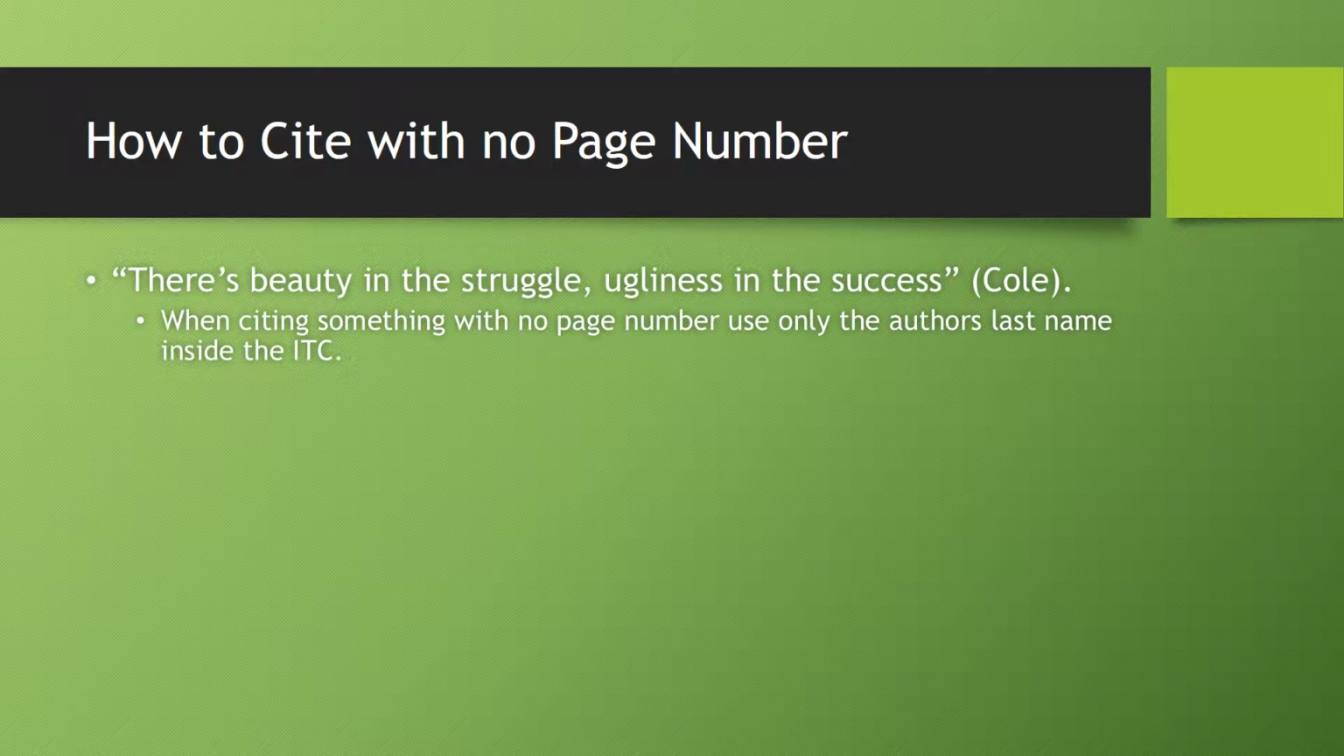How to cite with no page number. When citing something with no page number, it's real easy because you just don't put the page number down. You use the last name of the author. So for instance, here, there's no beauty in the struggle, ugliness in success. There's no page number because it's just a verse, so I will use Cole because he is the author.